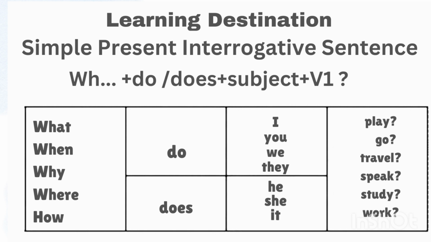And it is the turn of he, she, it. The formula will be WH, that means what, when, why, where, how, plus subject plus V1. That means the root form of the verb.